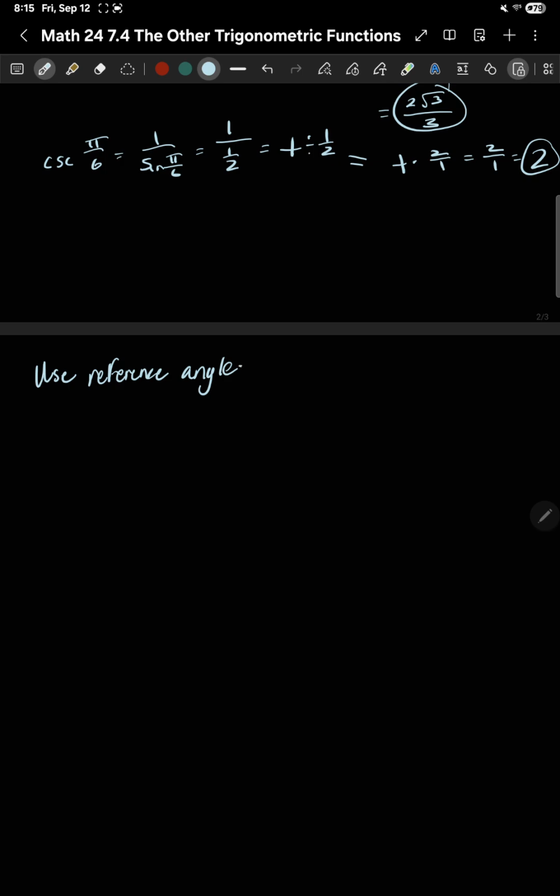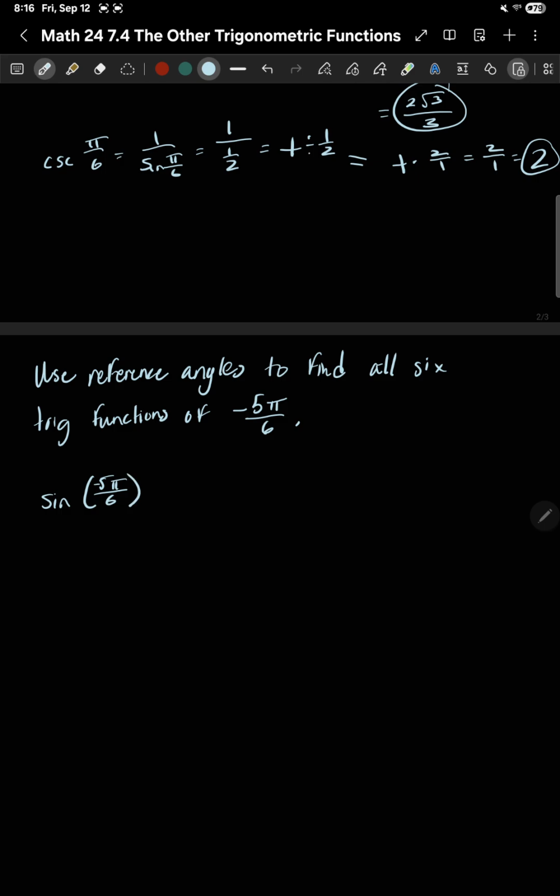All right, moving on to the next example. It says, use reference angles to find all 6 trig functions of negative 5 pi over 6. So what they want us to find is sine of negative 5 pi over 6 and cosine of 5 pi over 6 and all that. So let's first draw our unit circle really quickly.